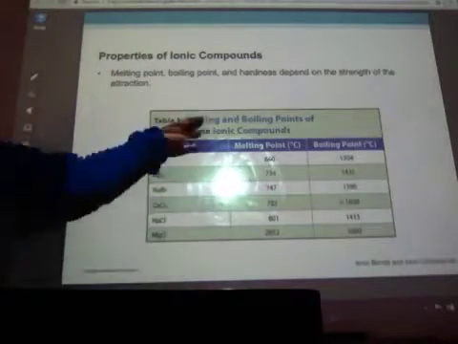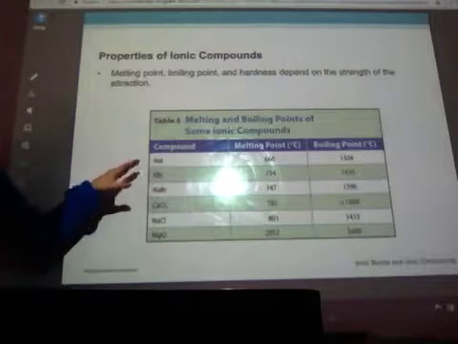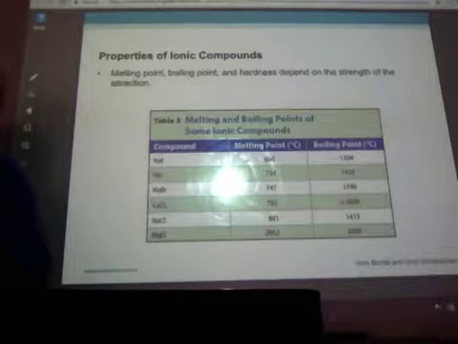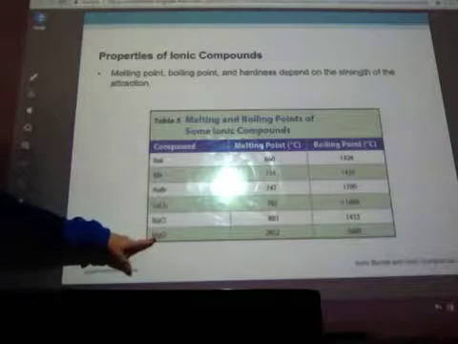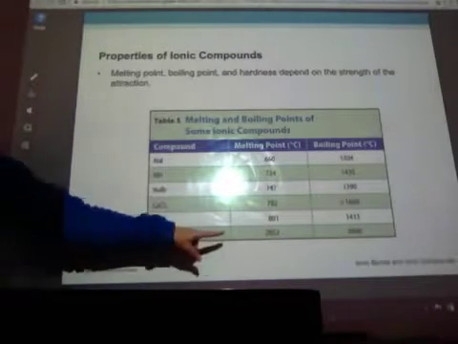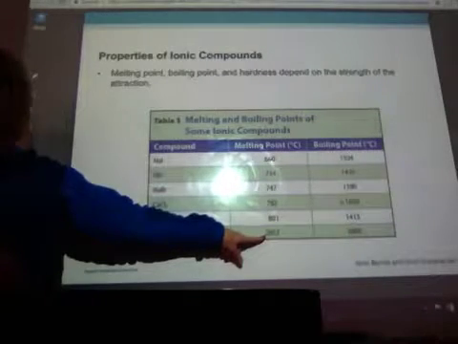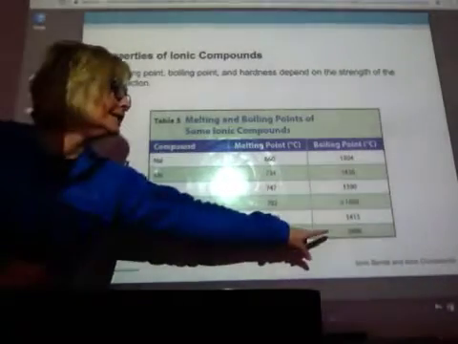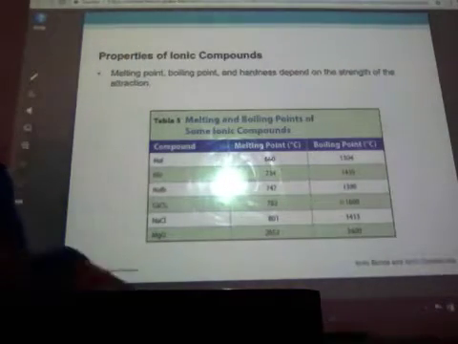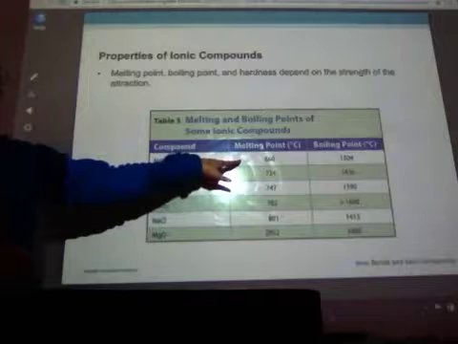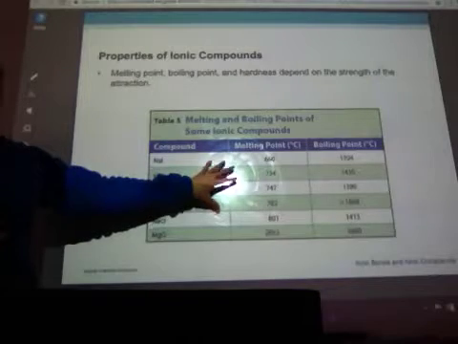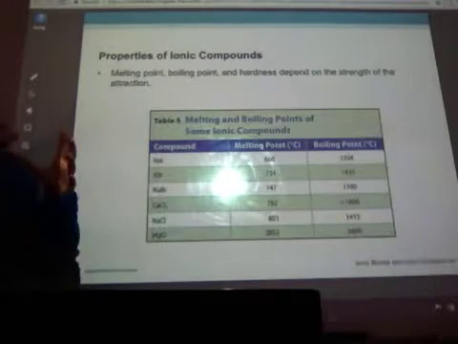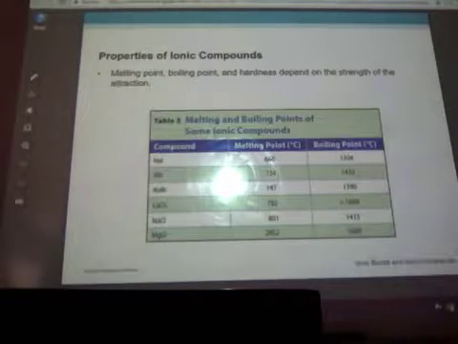So if I look up here, which ionic compound is held together the best, for lack of better words? MgO. It is held together very tightly. It is very hard to melt. It melts at 2,852 degrees. It boils at 3,600 degrees. Sodium iodide would have the least structure that's holding it together. So depending on how they're built and depending on how many electrons are transferred, it's going to affect physical properties of those compounds.